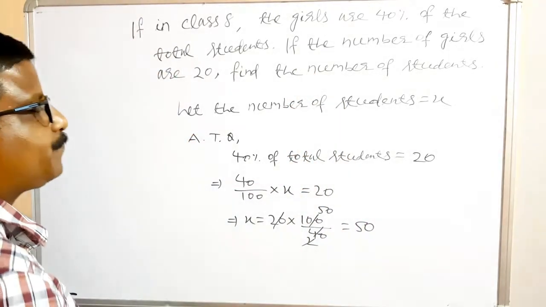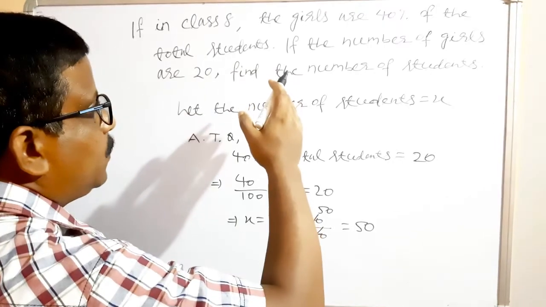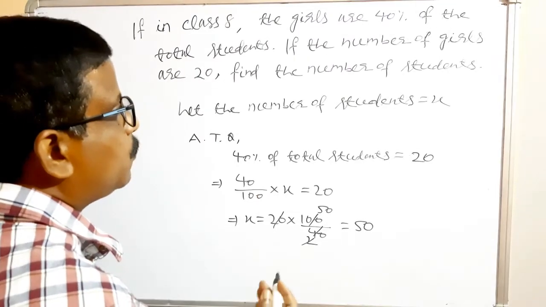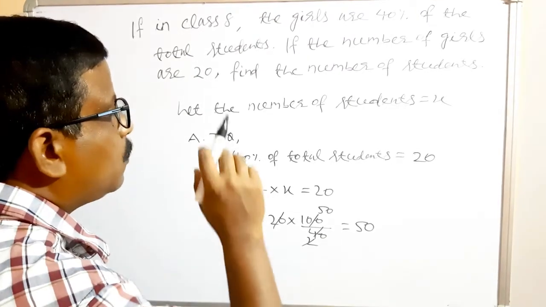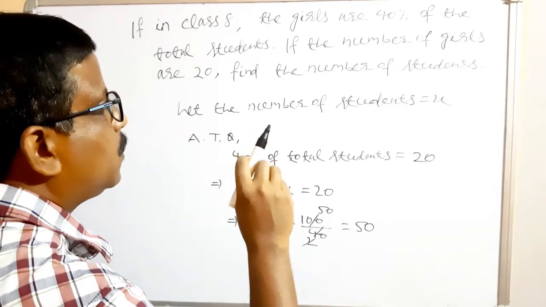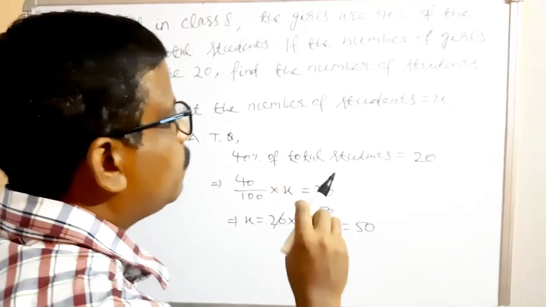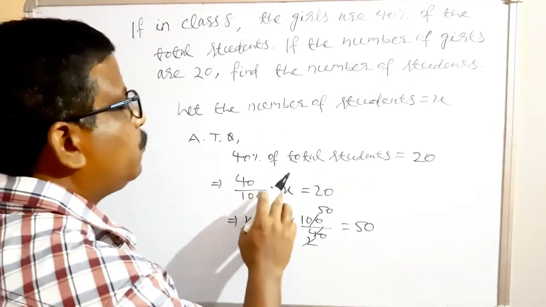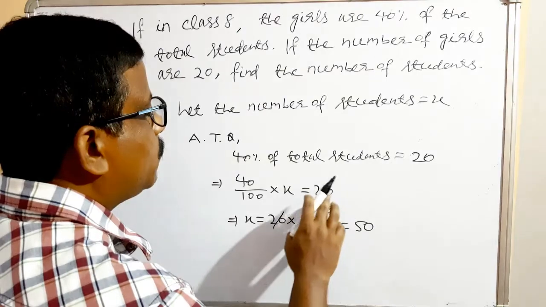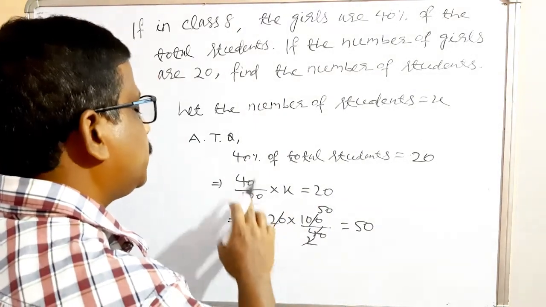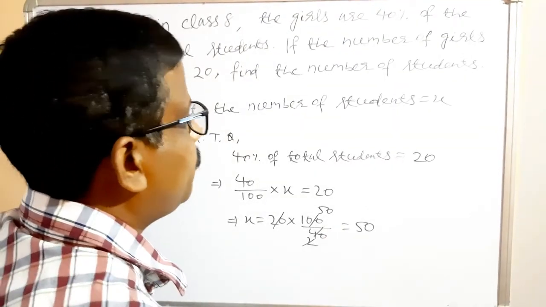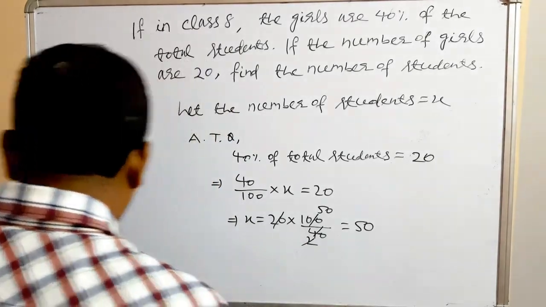Understood how to solve? The percentage of girls in the class and the number of girls are given. We have to find the total number of students. So 40% of the total students, of means into. So 40% into x is equal to 20. So keep x on this side, this fraction will go to that side, reciprocate, cancel it, and the answer will be 50. Understood? Suppose another question I am doing.